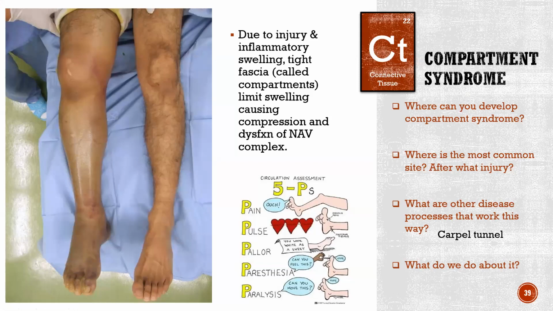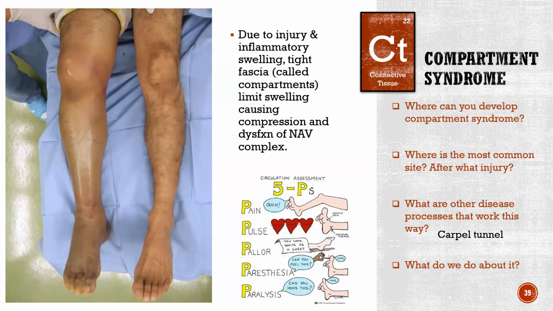The other big connective tissue disorder that we have to talk about is compartment syndrome. And I know it sounds a little weird to use this as a connective tissue disorder, but our body is put together with certain tight compartments, in sections separated by fascia. And so it's really the fascia, or the connective tissue, that's holding the pressure in and causing the problem.